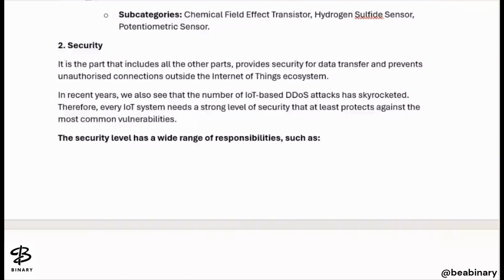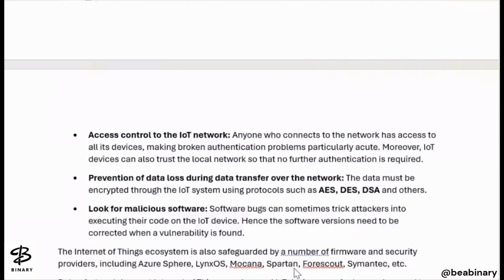Anyone who connects to the network has access to all its devices, making the broken authentication problem particularly acute. Whenever IoT devices also trust the local network, no further authentication is required. So somewhere the automation is under the access control of the IoT network.